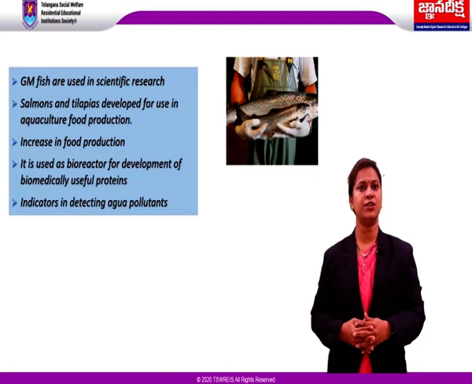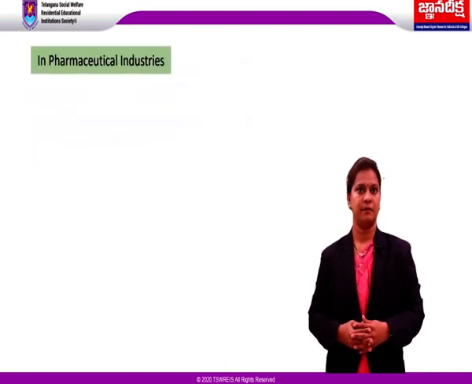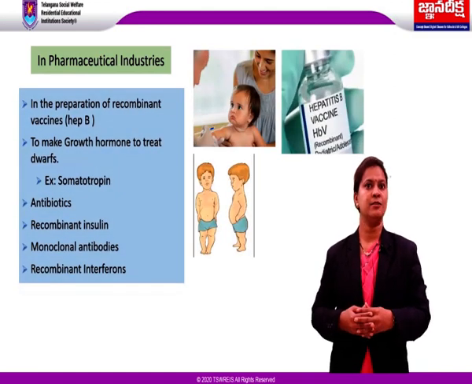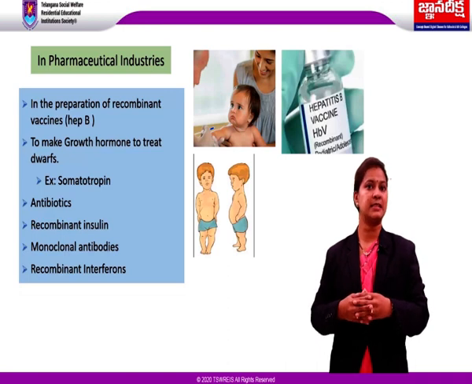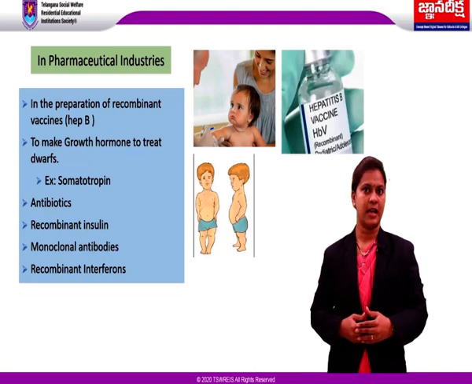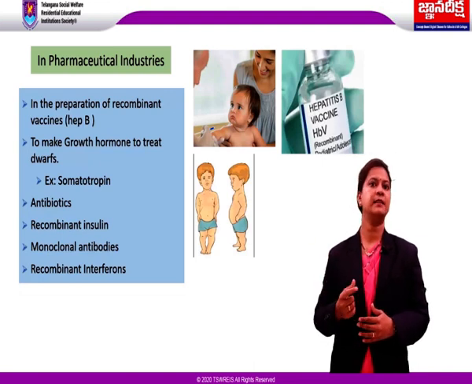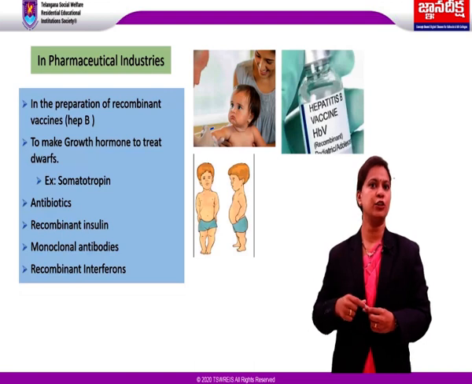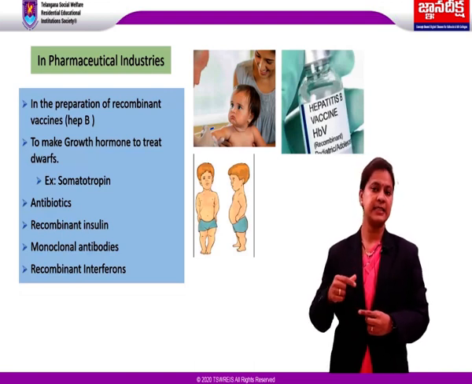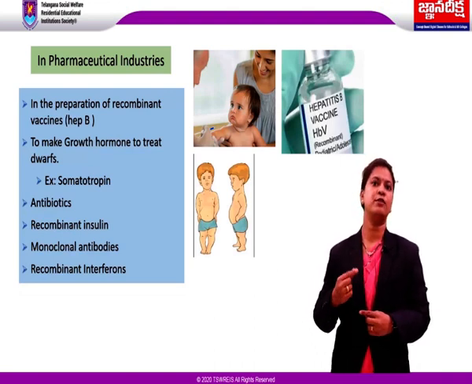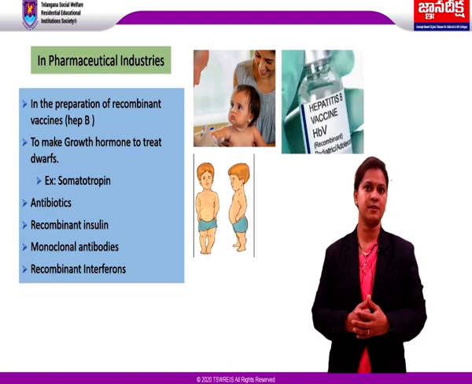Now, talking about the applications in pharmaceutical industries. In the preparation of recombinant vaccines, that is the hepatitis B vaccine, the gene producing hepatitis B surface antigen is isolated from the hepatitis B virus and inserted into a bacterial plasmid vector, forming recombinant DNA. Now, this recombinant DNA is introduced into yeast cells, and this recombinant yeast will multiply in the fermentation tank and produce hepatitis B surface antigen.